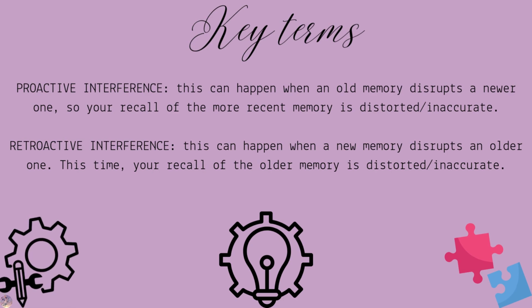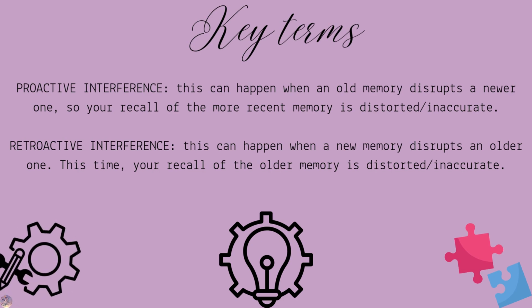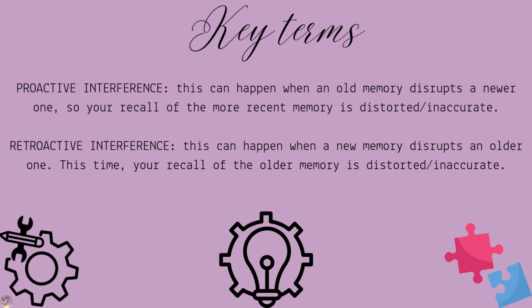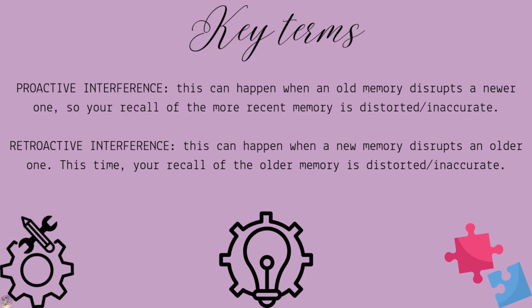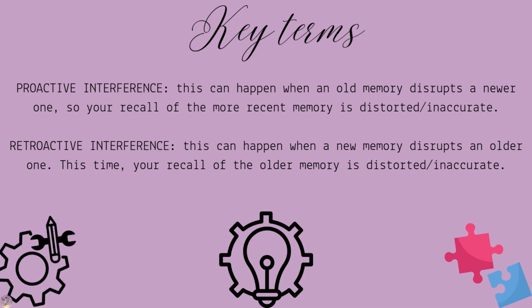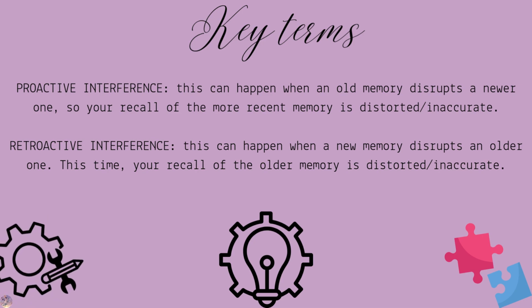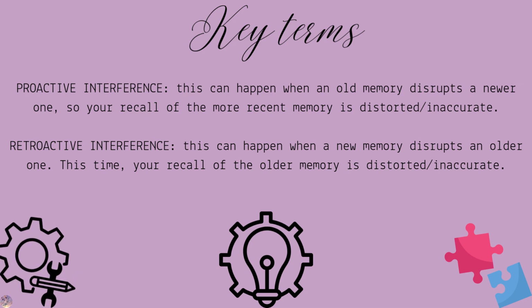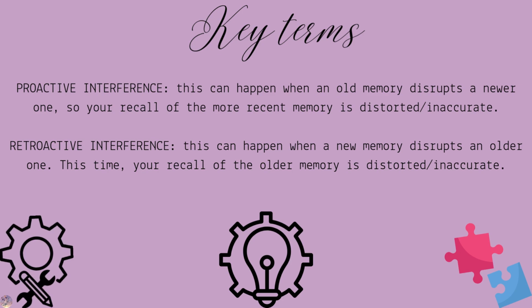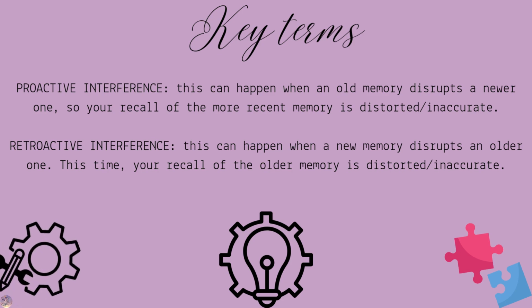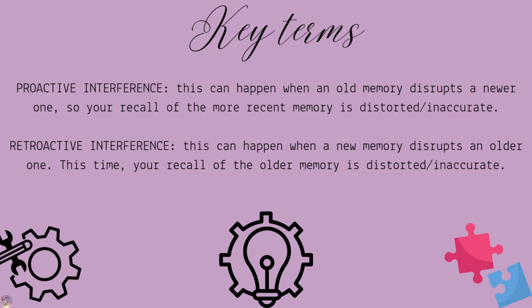The two key terms that you need to know for this topic are super straightforward. So, the one being proactive interference. This can happen when an old memory disrupts a new memory, meaning that your recall or your memory of the more recent event is distorted or inaccurate. Then there's retroactive interference. This can happen when a new memory disrupts an older one. So, this time your recall of the older memory is distorted or inaccurate.